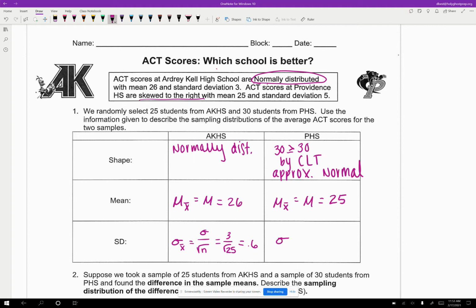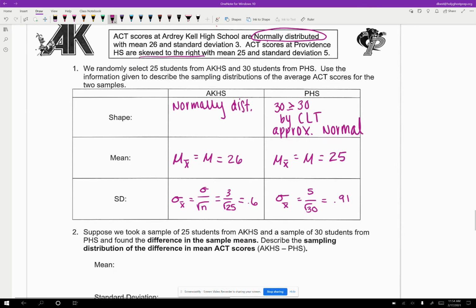Then for Providence, we're going to do the same thing, which will be 5 over the square root of 30. Make sure you're changing your sample size for Providence. This comes out to 0.91. So these are just our descriptions of our two sampling distributions of x-bar for our two different high schools.